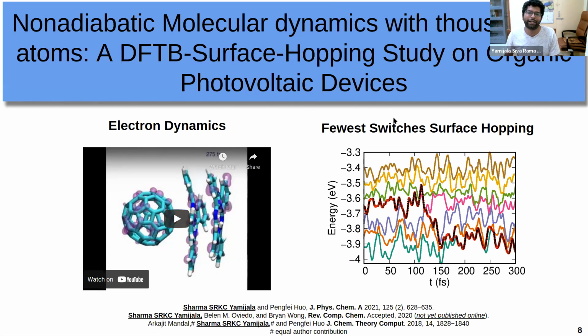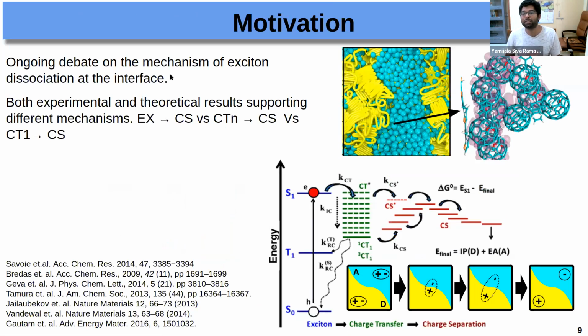So we were motivated by the ongoing debate on the mechanism of exciton dissociation at the donor-acceptor interfaces of an organic photovoltaic system. A typical bulk heterojunction would look like what is shown in this figure, where both the donors as well as the acceptors will be miscible at various proportions. So this is an atomistic view of such a bulk heterojunction.